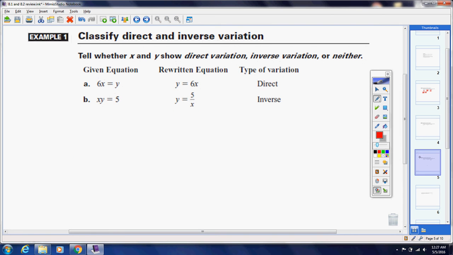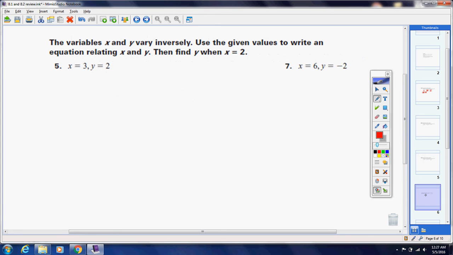All right, let's take a look at this. The variables x and y vary inversely. So they vary inversely. I already know that I can use the equation y equals a over x. And notice also that if I move the x over to the other side, I'd multiply both sides of the equation by x, and I could also use xy equals a as well if I wanted to. It's the same equation.